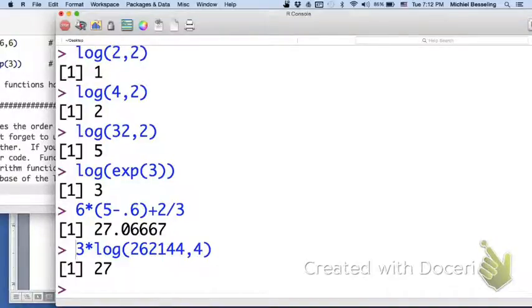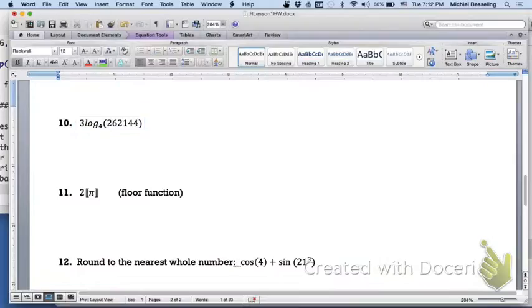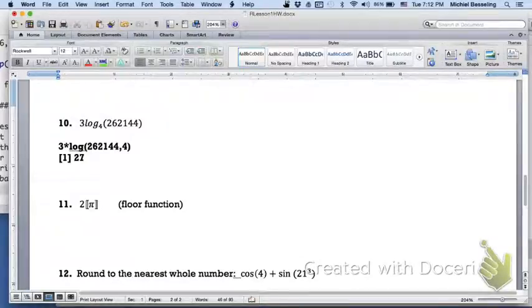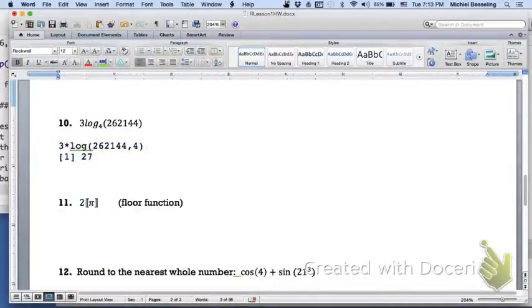Wow. Did I even know it had such a pretty answer? Maybe I did. So it did have a pretty answer this time. Exactly 27. And I say that because usually logarithms give us nasty answers. So I just copied and pasted that right in. For some reason it was bold, so I'll unbold that, and I'm going to change the font to Courier just to make it look a little nicer.